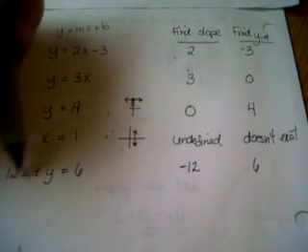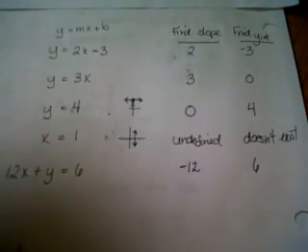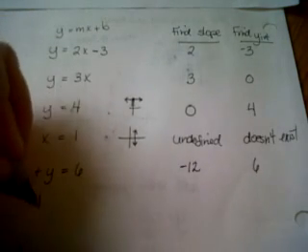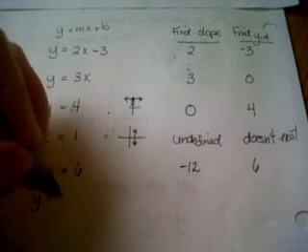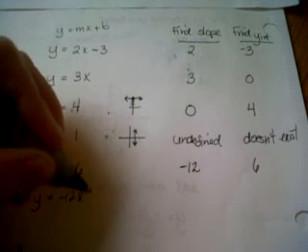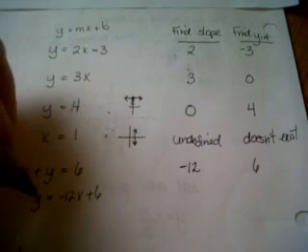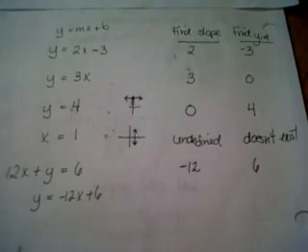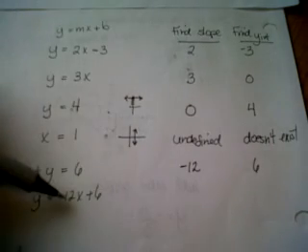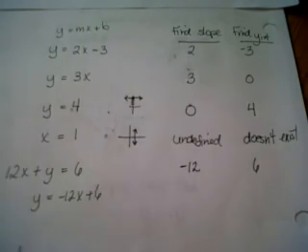If I look at a problem like this, I want to rewrite that problem to be y equals. So I would go y equals, well, I'll subtract 12x from both sides. And then I have this in the form y equals mx plus b. So my slope would be a negative 12, and my b would be 6.